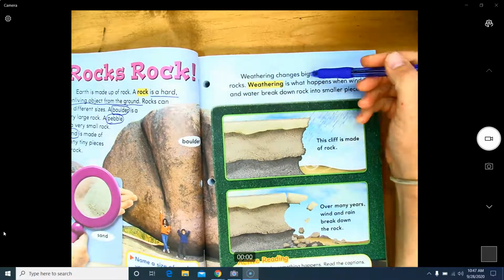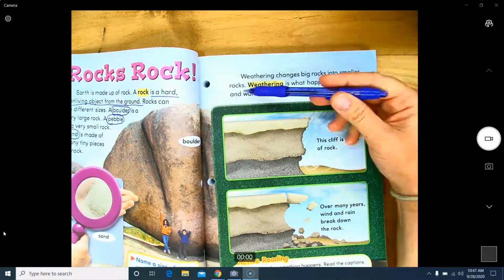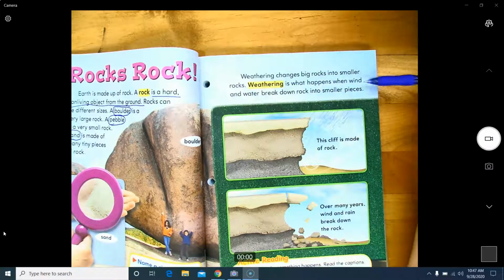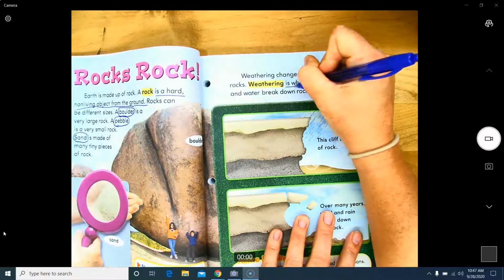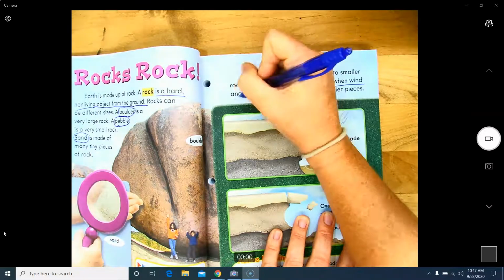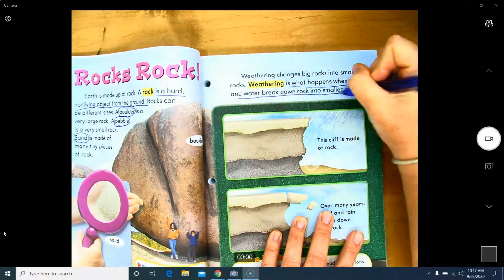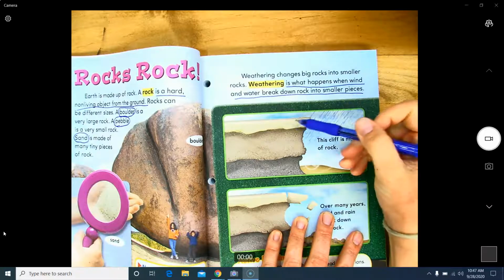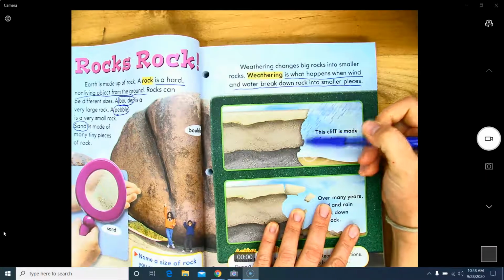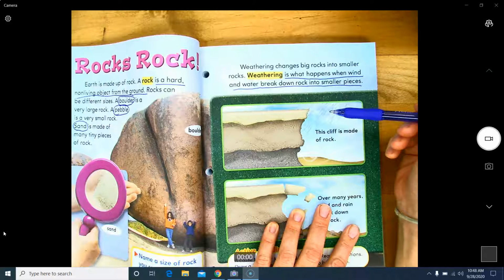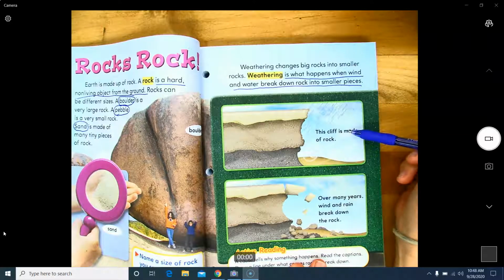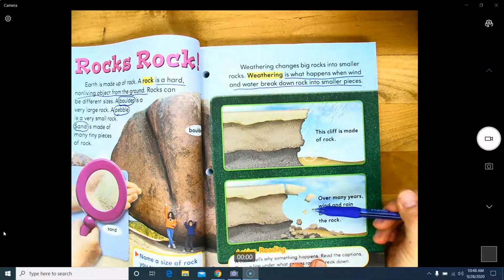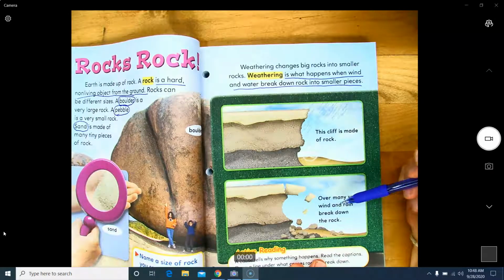Weathering. Weathering changes big rocks into smaller rocks. Weathering is what happens when wind and water break down rock into smaller pieces. Very important. Weathering is what happens when wind and water break down rock into smaller pieces. So we have this huge cliff that is made up of different kinds of rocks. Okay, we have water from the rain and wind. So over time, over many years, wind and rain break down the rock. Okay?